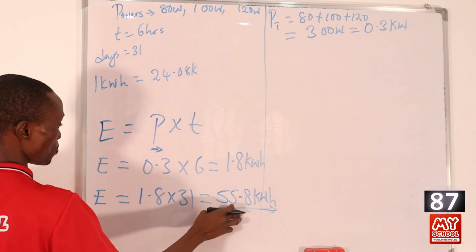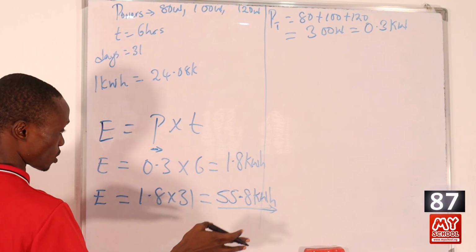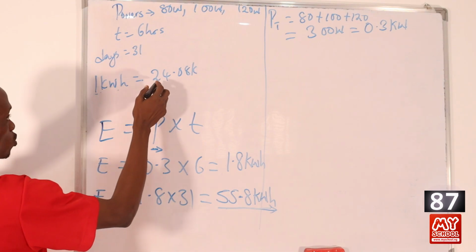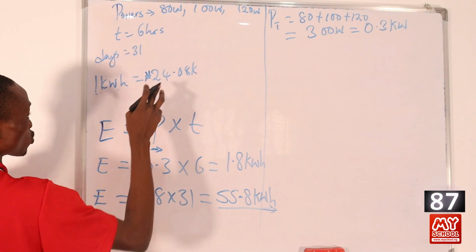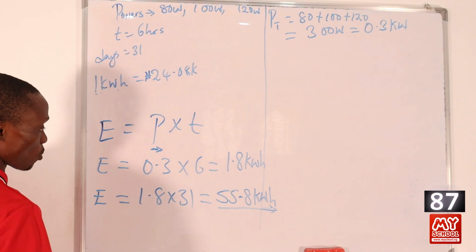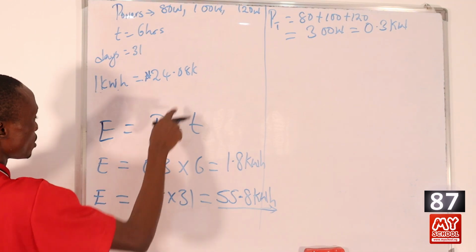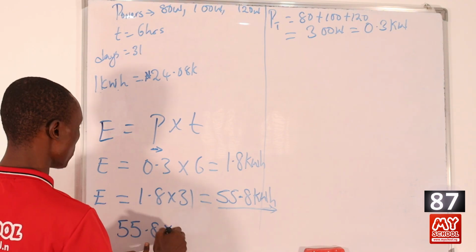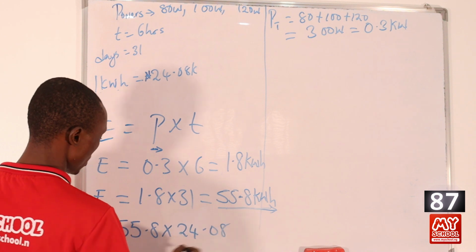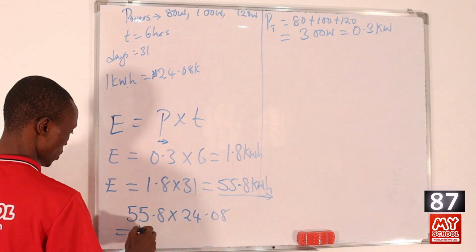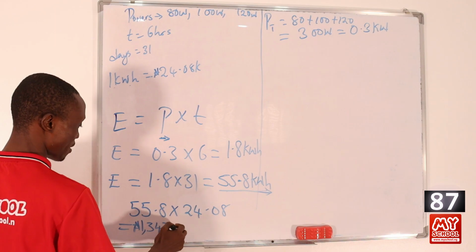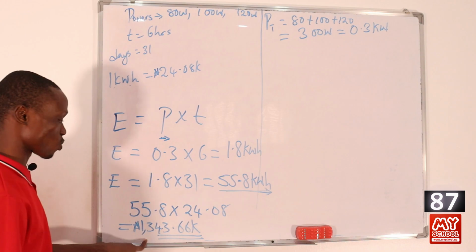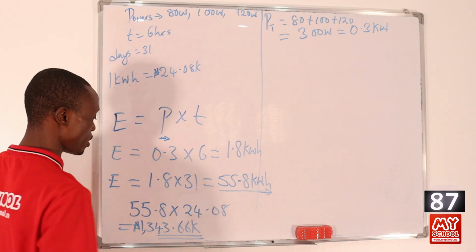Now let's calculate the amount paid for this amount of energy consumed for 31 days. Remember that we are told to take 1 kilowatt hour to be equal to 24 naira 08 kobo. Since 1 kilowatt hour is equal to this, then 55.8 kilowatt hours will amount to 55.8 times 24.08, and this will be equal to 1343 naira 66 kobo. This is what the household will pay for 31 days, for a month, for this amount of energy consumed.